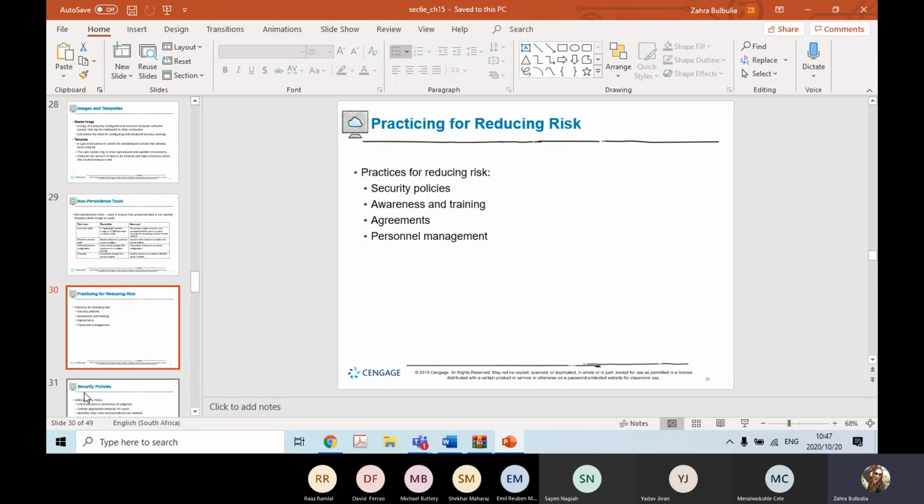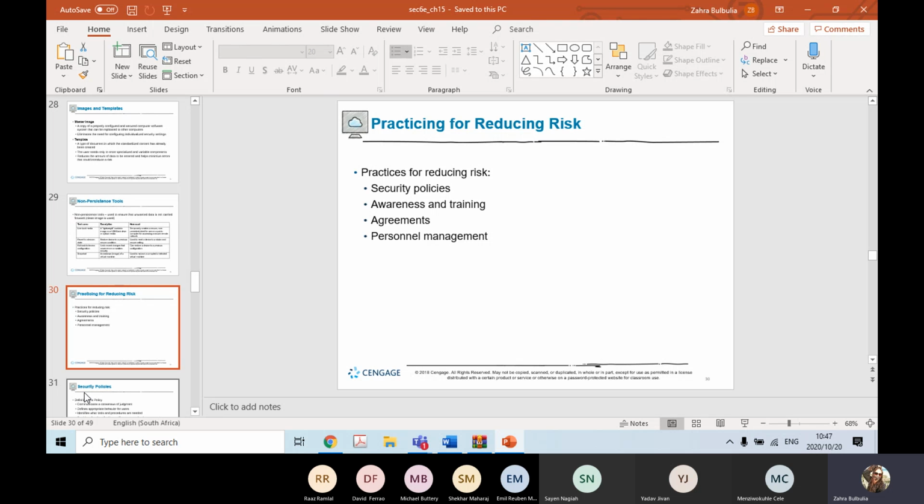Practices for reducing risks. Well, the main thing is security policies. All of us have a security policy. Even Varsity College has a security policy, which is in your code of conduct. With your security policy, you need to train users as well. So you need them to have awareness and training so that they do not fall for phishing attacks, etc. It could be more diverse than what I've just said.